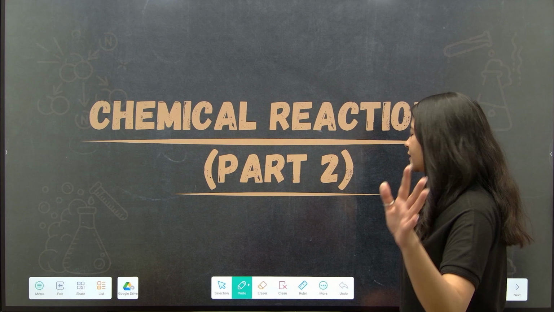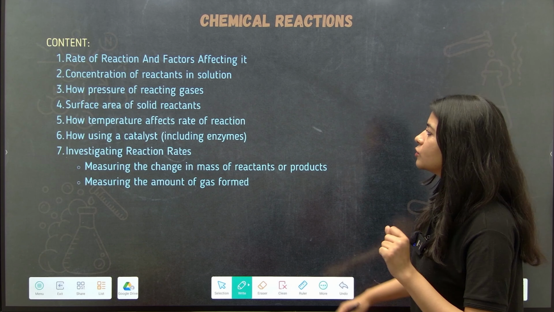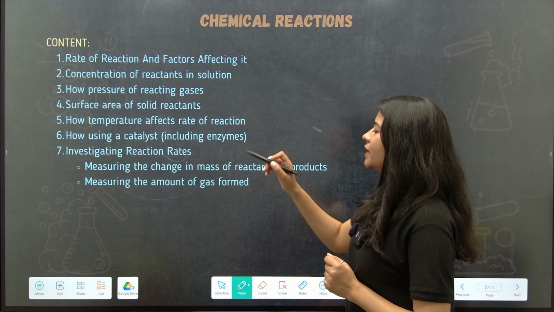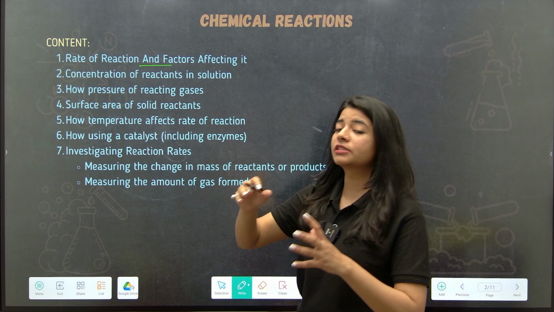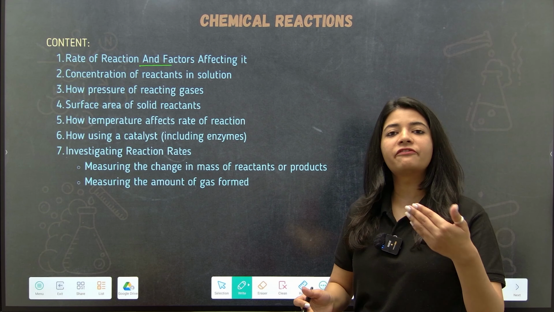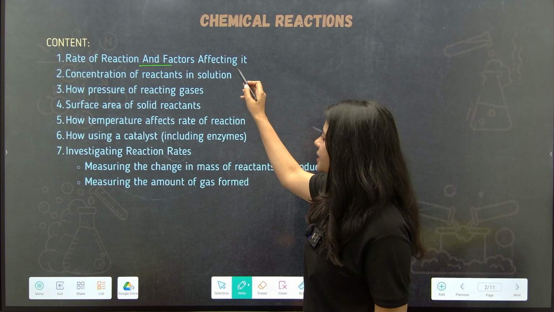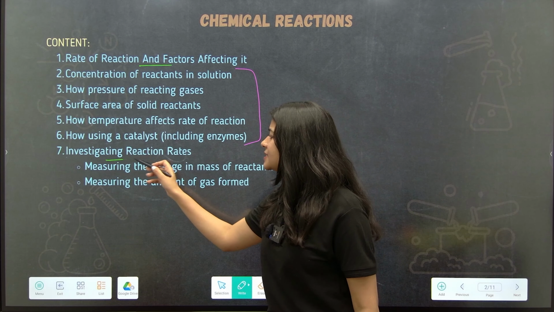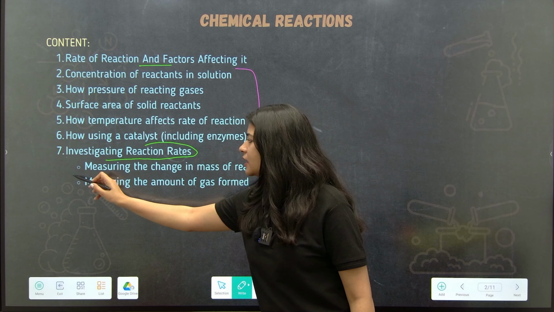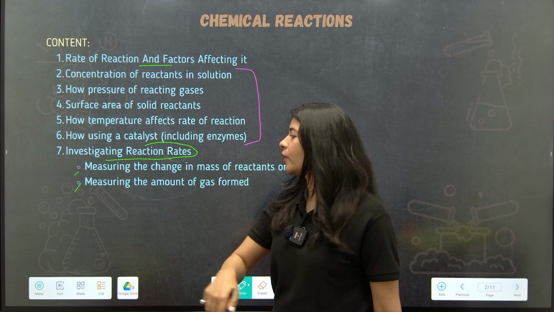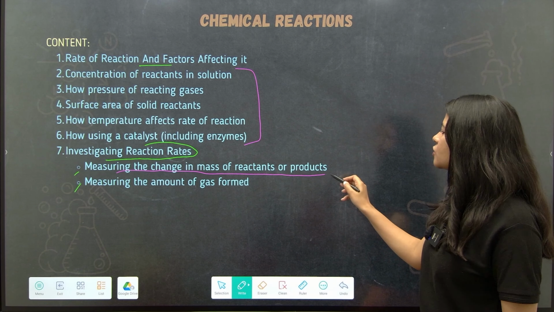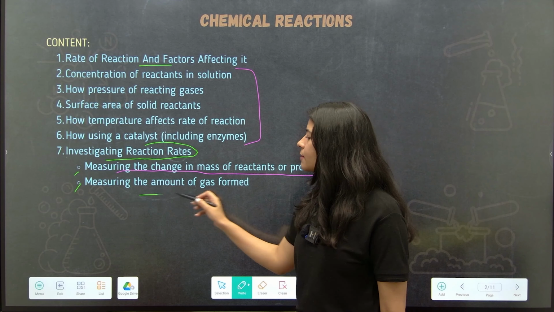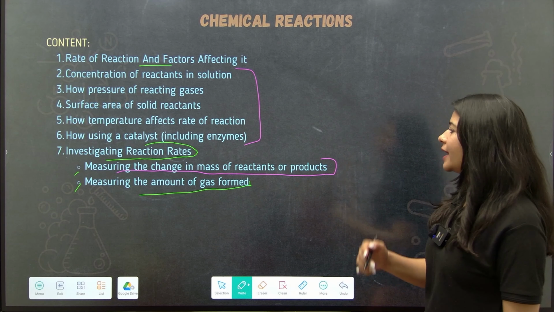So today in this particular video, we are going to cover the following topics. We are going to discuss what is rate of reactions and what are the factors that affect the rate of reactions. These are the factors. By the end of the video, we are going to discuss investigating reaction rate, wherein we are going to discuss the 2 sub-points, measuring the change in mass of reactants or products and measuring the amount of gas formed. So let's dive into it.